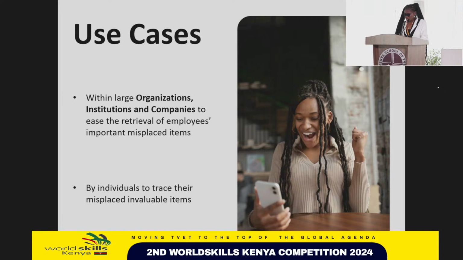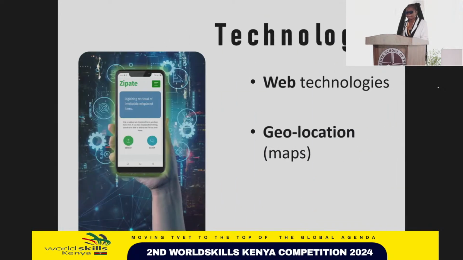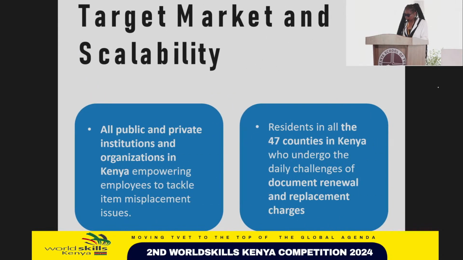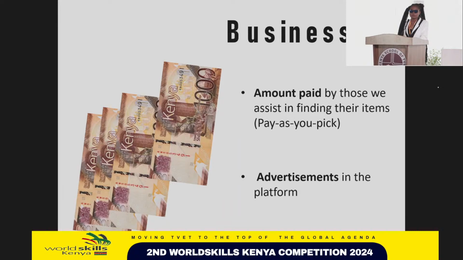Our business model is the amount paid by those who are assisted in finding their lost items. It is pay as you pick, and also advertisement. So our business revenue model is the small amount we earn from those who pay after a successful recovery. Thank you.